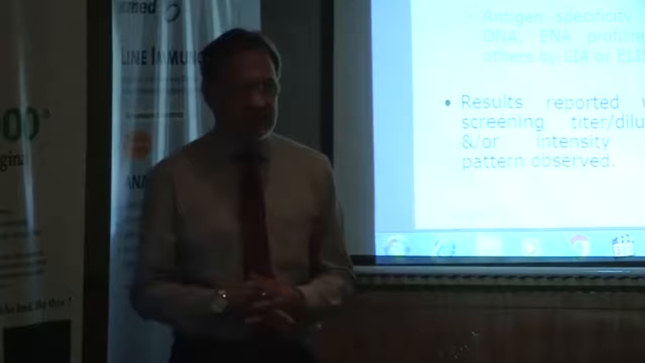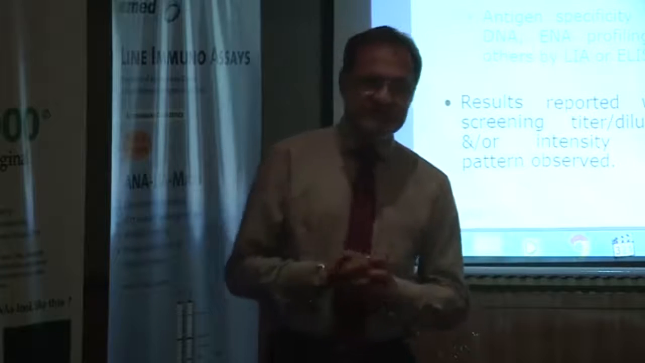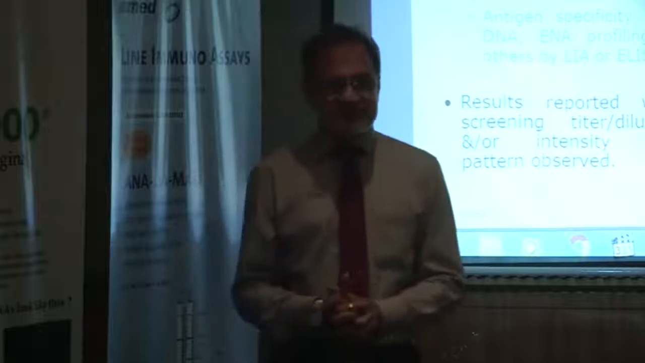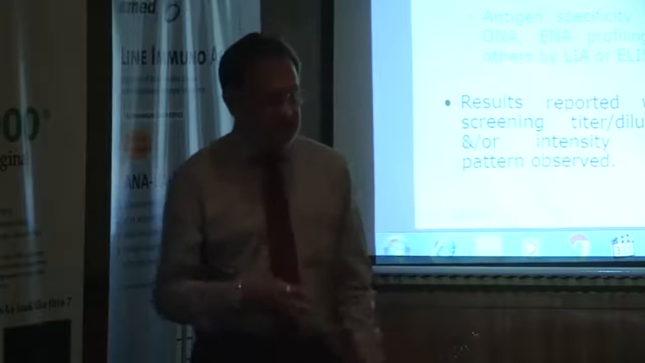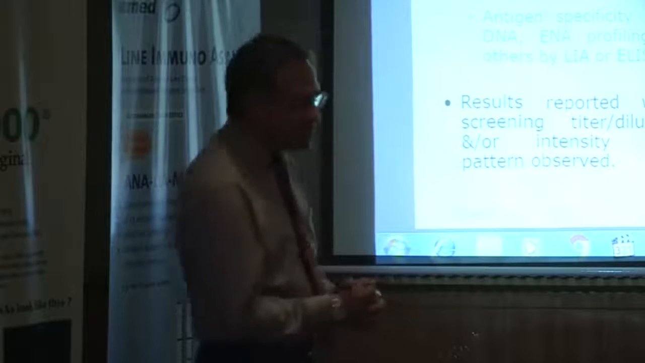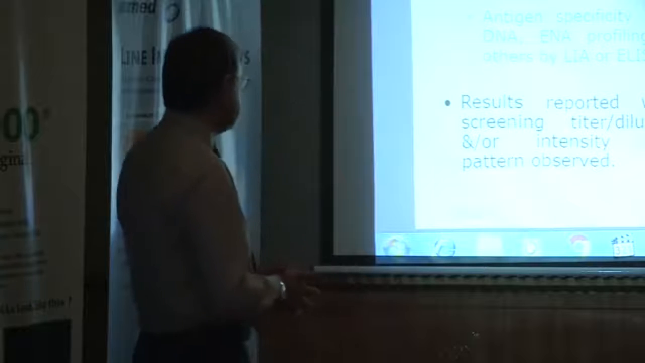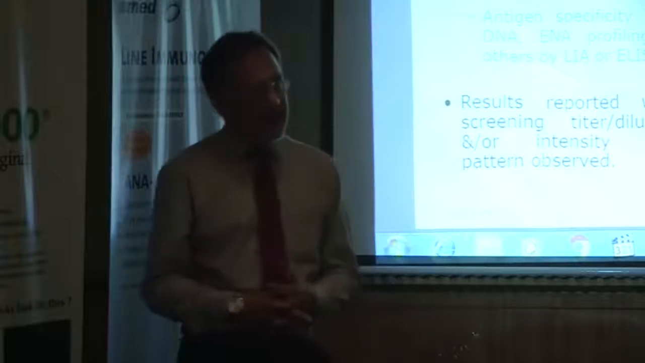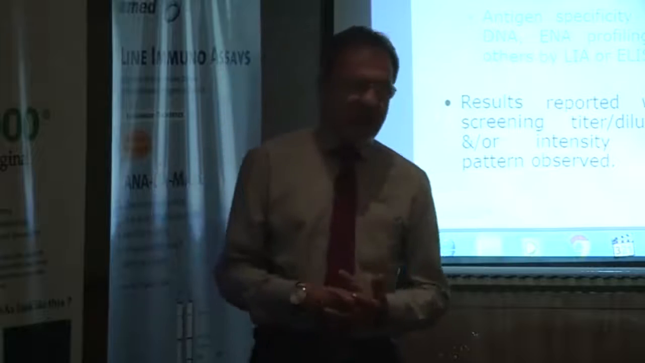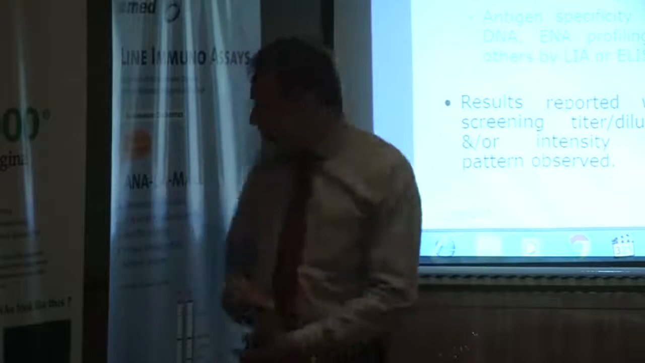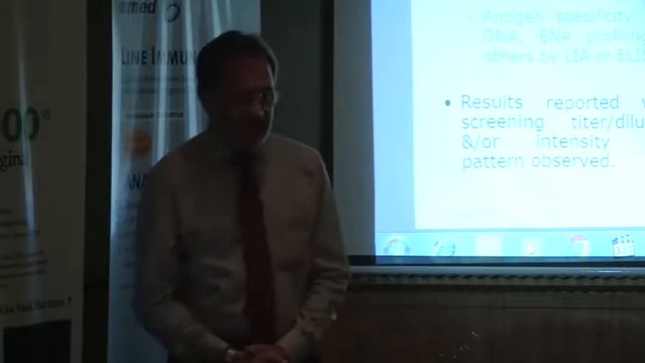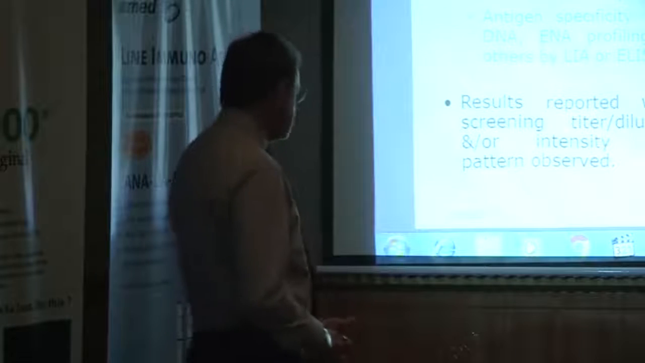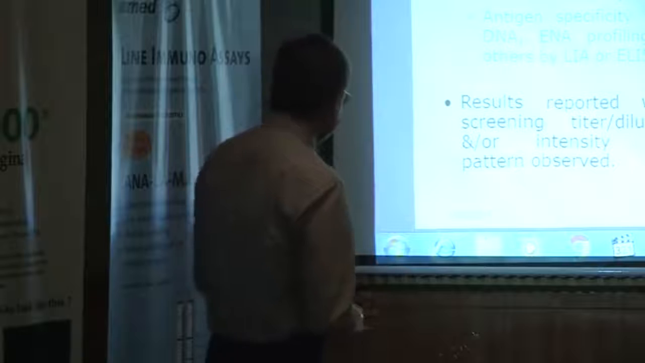So there is always a kind of antigen specificity which is being predicted, and for which some confirmatory test is done. The second important point which we do as a follow-up of the positive ANA test is the antigen specificity and its confirmation by anything which is available in the lab, either in the form of a line immunoassay or ELISA or something else.